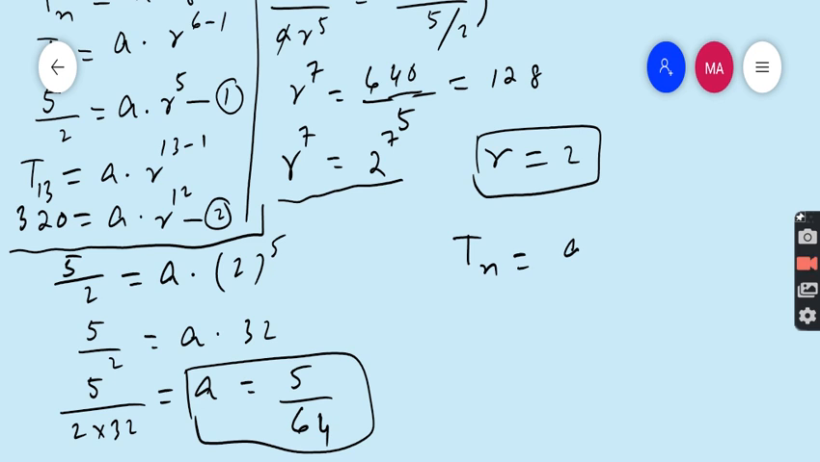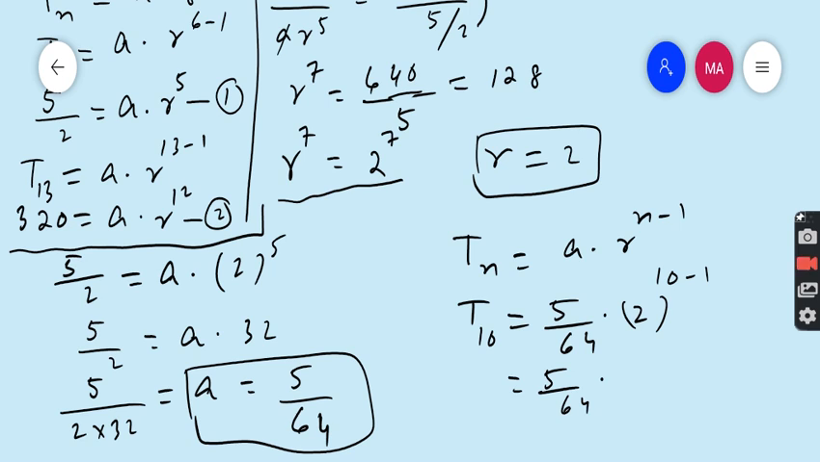Now the tn formula you know: a r to the power n minus 1. The last requirement is to find the 10th term. So T10 equals a, which we have found, 5 over 64, dot r, which we have already found is 2, to the power 10 minus 1. So 5 upon 64 into 2 to the power 9. And 64 you can say is 2 to the power 6.